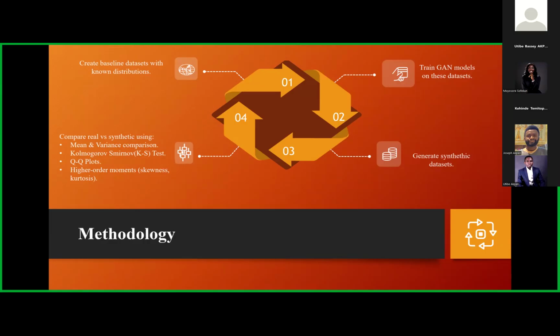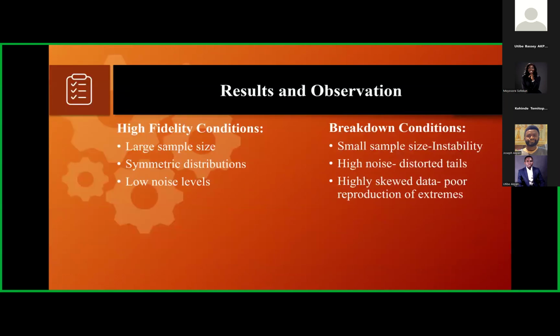Our last step was to compare the real and the synthetic data using the mean and variance comparison, the Kolmogorov-Smirnov test, the QQ plot, and the higher order moments, skewness and kurtosis. The Kolmogorov-Smirnov test was used to assess the overall distribution match. We used the QQ plot for visual comparison of the quantiles, and the higher order moments like skewness and kurtosis were used to capture deeper structural similarities or differences. So this multi-pronged approach ensured that we aren't relying on a single metric.